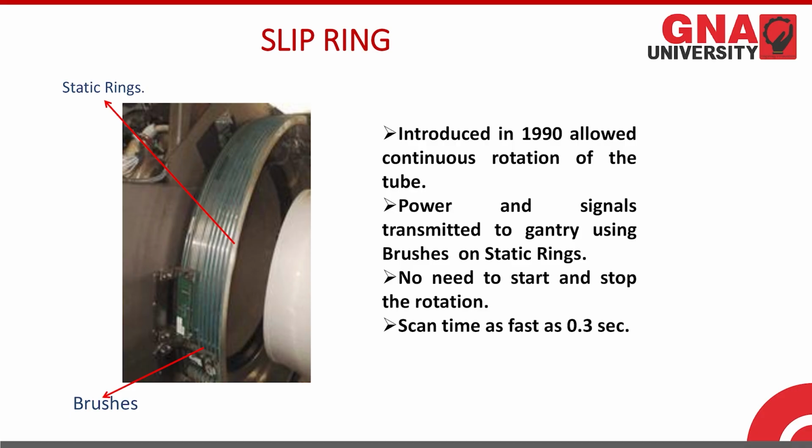So basically these slip rings are large rings of conductors which allow for the continuous transmission of electrical signals and electrical current to different components of the gantry. And these slip rings are connected here with the brushes which keep a close contact with them. So here we can do power and signal transmission to the gantry by using brushes on static rings. No need to start and stop the rotation. And here we can decrease the scan time to as fast as 0.3 seconds.